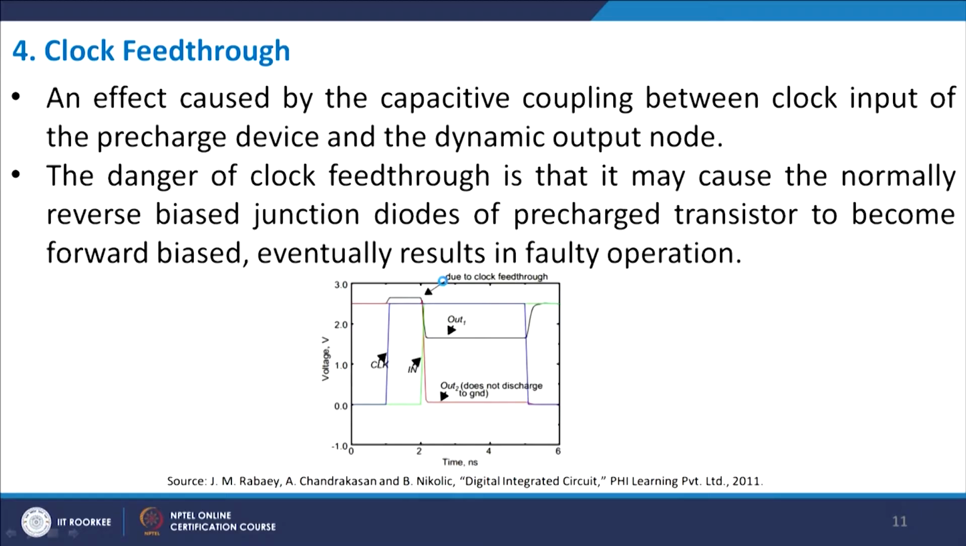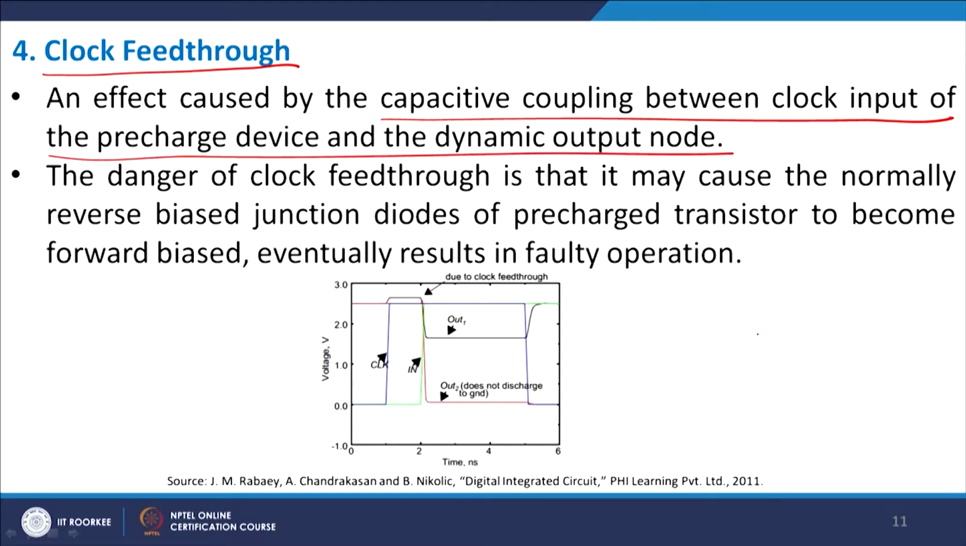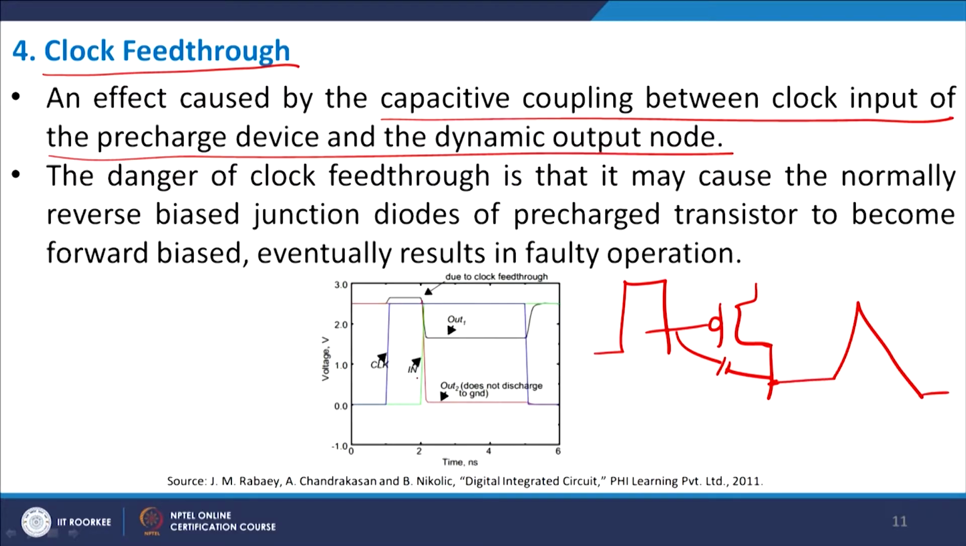Let me come to the last problem area of this, and this is what is known as clock feed through. Clock feed through is basically a capacitive coupling between the clock input of the precharge device and the dynamic output node. So if you look back here, this was the clock and this was the output. Your clock goes high like this. Now because of a coupling between this and this, the node voltage also goes like this. When the clock goes high, the output should remain stable at VDD, but actually it goes beyond VDD for some duration of time and then starts to fall back.